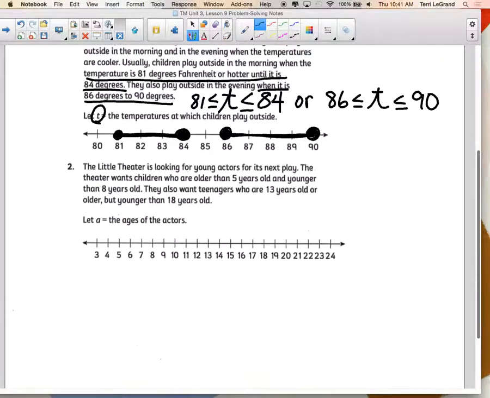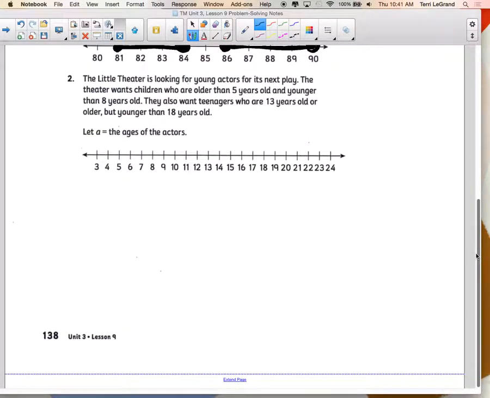Okay, I want you to try to graph the next one on your own. Read it and graph it. Just graph it, okay? But the underlining trick helps.